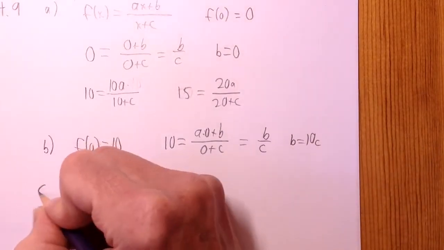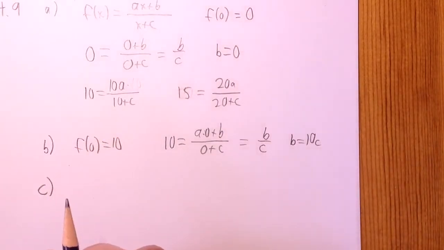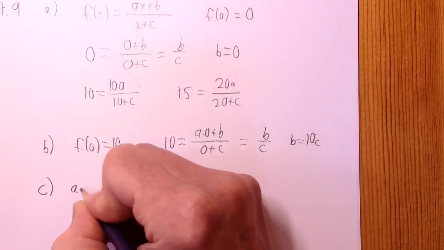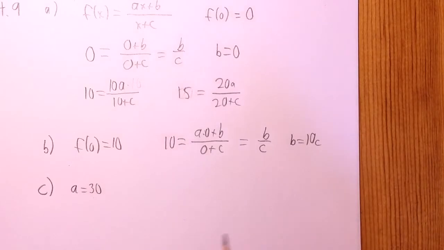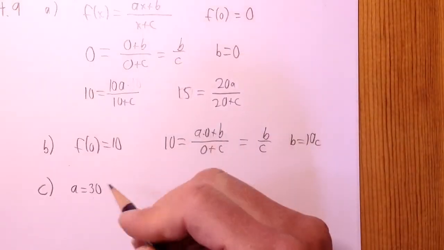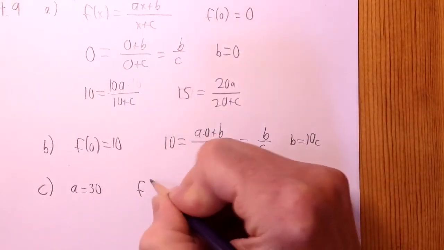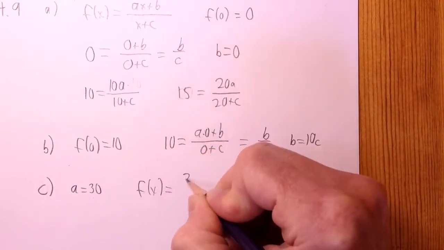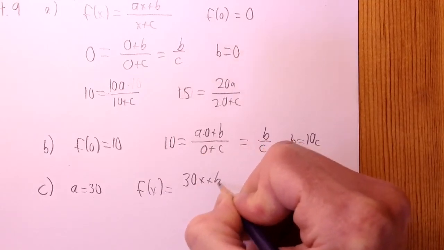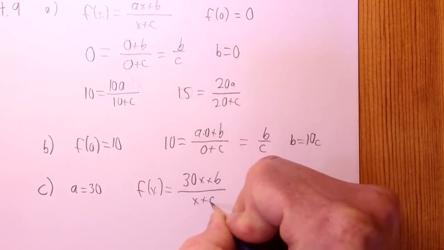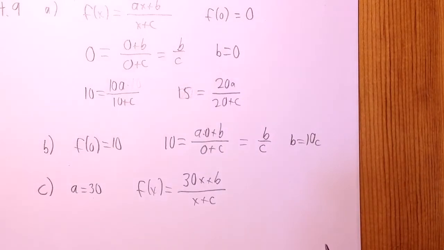And the last one for part C, that one is nice because they give us the horizontal asymptote. That means that a is equal to 30. So now we only have two equations and two unknowns, because we know what a is right off the bat. So just plug in a equals 30. So our f of x is equal to 30x plus b divided by x plus c. And now we only have two equations and two unknowns.